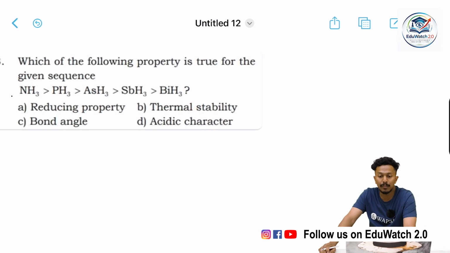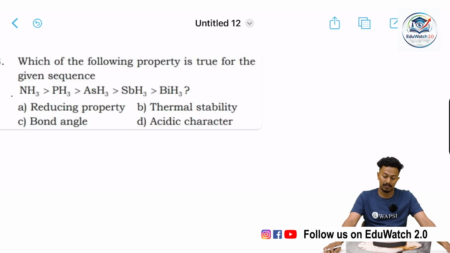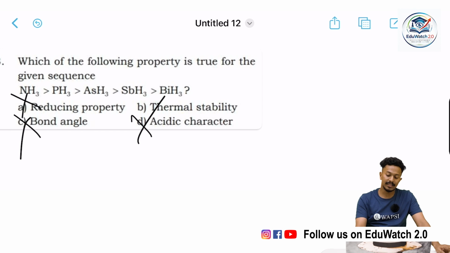Which of the following properties is true for the given sequence? Well, these are the nitrogen family group: nitrogen, phosphorus, arsenic, antimony, and bismuth. Here we could say that the reduction property and bond angle are not much needed. Bond angle depends upon the lone pair present. The presence of a lone pair in ammonia tends to decrease the bond angle, so it cannot explain the bond angle, nor the acidic character.